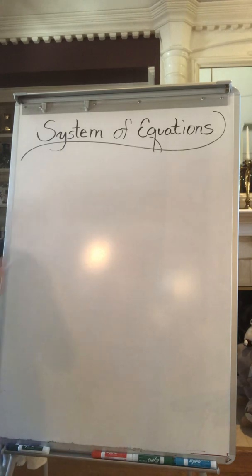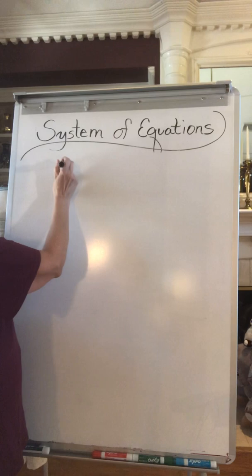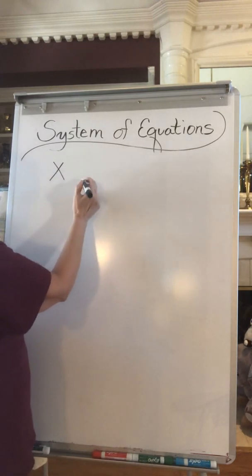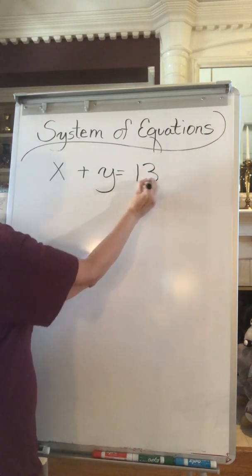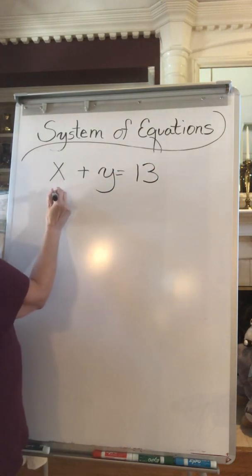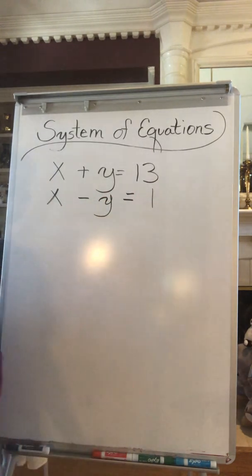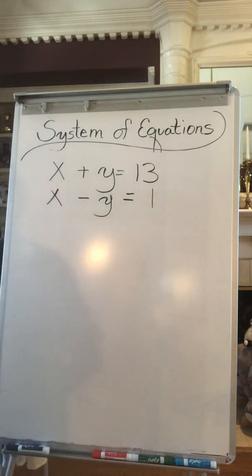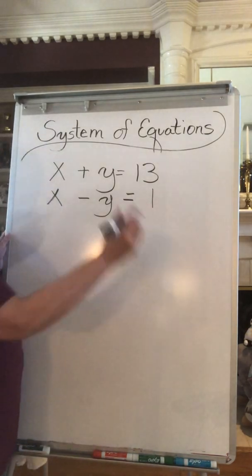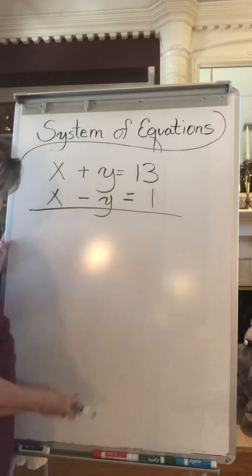All right, so let's say we have, let's just use the unknowns x and y. So we have x plus y equal 13. And then we have x minus y equals 1. Okay, so we want to know what x stands for and what y stands for. How can we go about this? Well, we can solve for one of the unknowns.